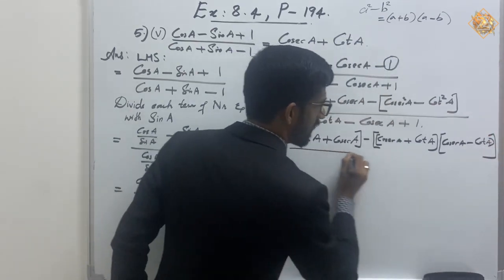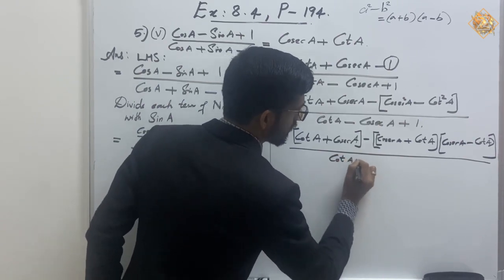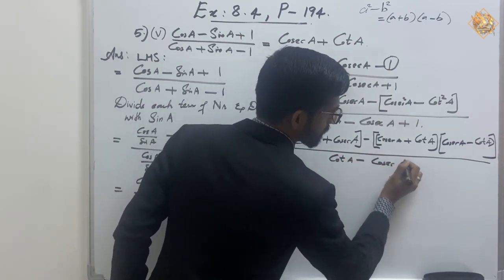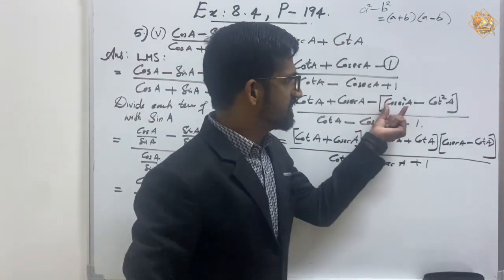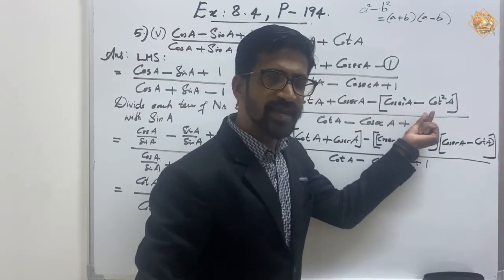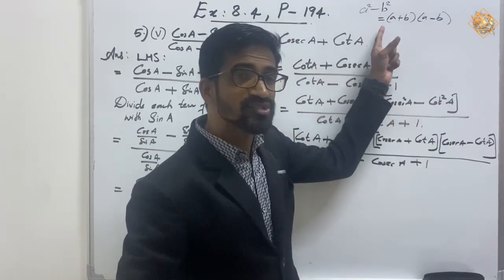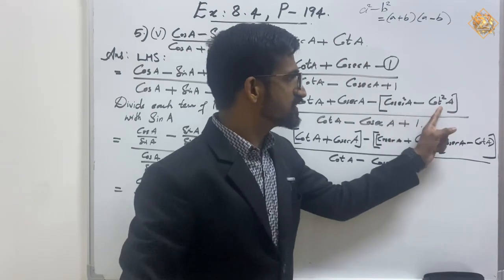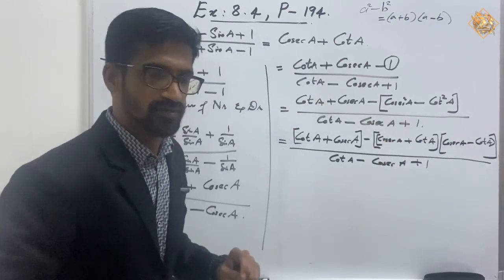Okay students, in the denominator there is no change, cot A minus cosec A plus 1. Hope you got. What I did is that this cosec square A minus cot square A, I expanded it using the formula A square minus B square. A square minus B square is what? A plus B into A minus B. That's it. Hope you got.